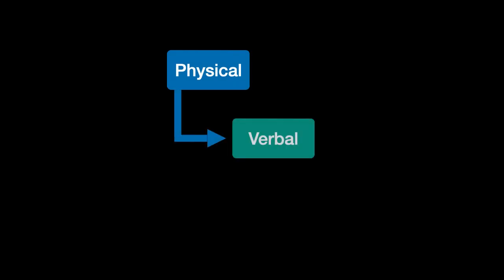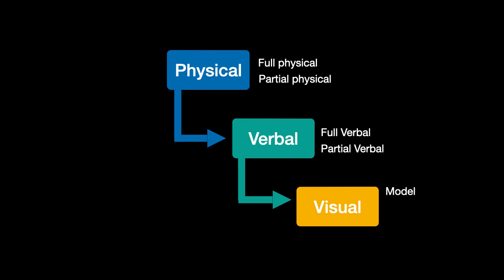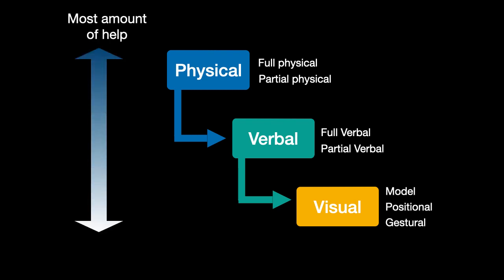There are 3 main types of prompts that you can use to teach your learners: physical, verbal, and visual. Each of these can be further broken down into specific types of prompts that we will cover in this lesson. These 3 types of prompts fit along the continuum we just talked about, with physical prompts usually being the most amount of help you can give a learner, and visual prompts usually being the least amount of help. Providing less help allows learners to become more independent in completing a task.